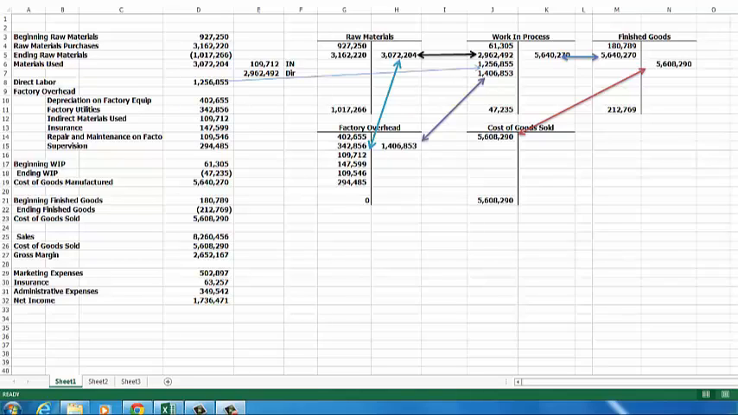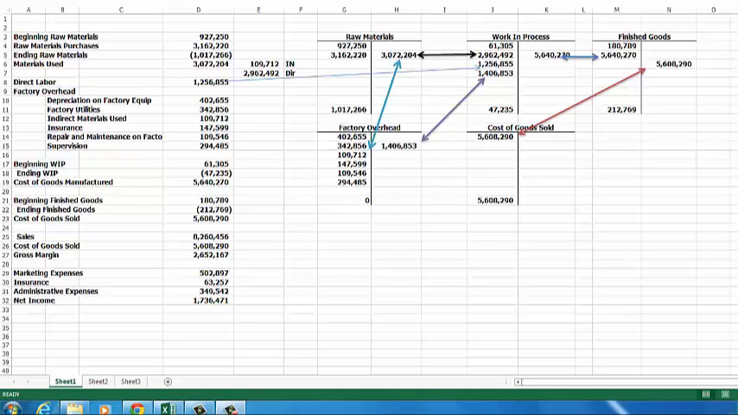Hello, class. I want to spend some time reviewing what I would refer to as the flow of costs in a manufacturing environment. As we move from financial accounting to managerial accounting, we're focused more on manufacturing companies who actually turn raw materials into finished goods.